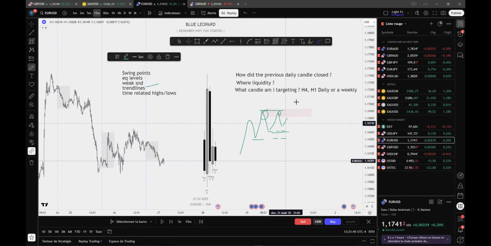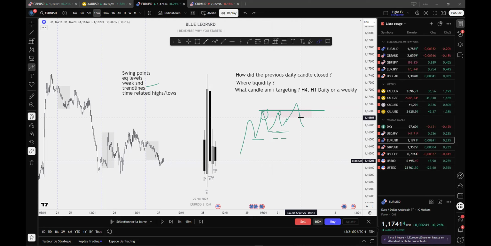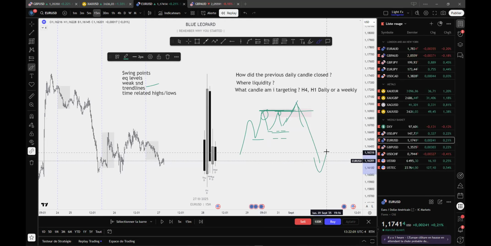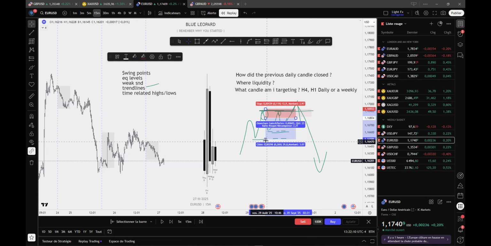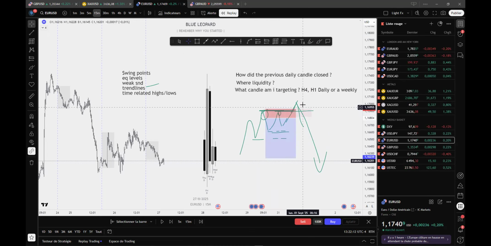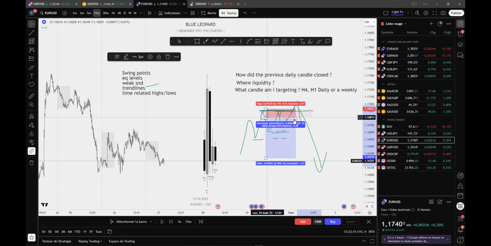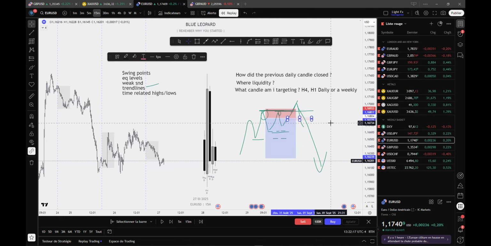This guy here will get swept like this. That's an inducement, but that is also called a liquidity run. It's also called a stop run, bull trap, whatever you want. But this is just a candle that will sweep these highs so we can go lower. Why? Because many people were trading this as a double top, putting their stops here, waiting for price to come lower. Price never did. Price came here and took them out. And that's how liquidity works.